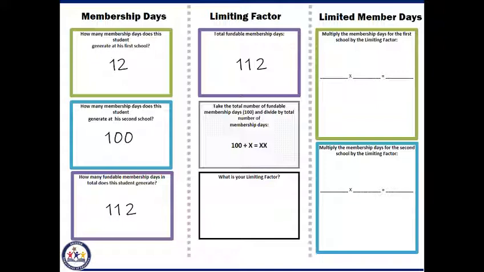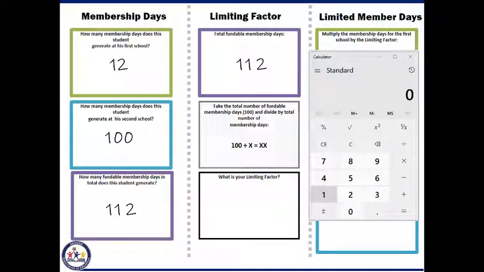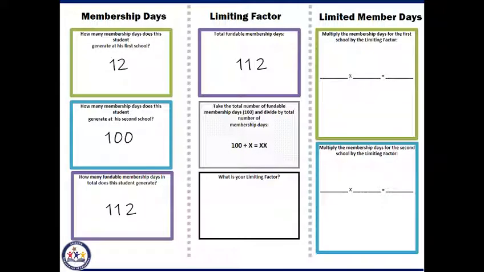But remember, we only pay you based off the first fundable 100 days. So what are we going to do? We're going to find what is called the limiting factor. So the limiting factor is simply 100 days divided by the total fundable membership days that he generated. So 100 divided by 112 equals 0.8928. And that, my friend, is your limiting factor.